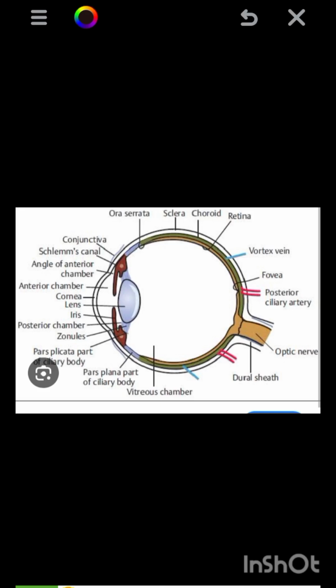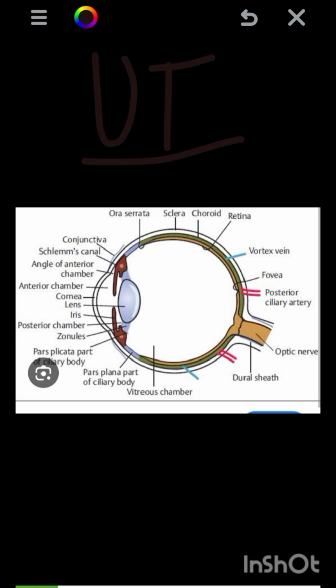In this video, I'm going to teach you about the uveal tract, and let us discuss the normal anatomy of the uveal tract first. Here you can see that we have three layers of the eye: sclera, choroid, and retina. The white one is sclera, the green one is choroid, which is the middle layer, and the innermost layer is retina, which is shown in yellow.